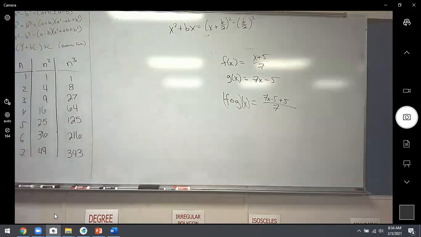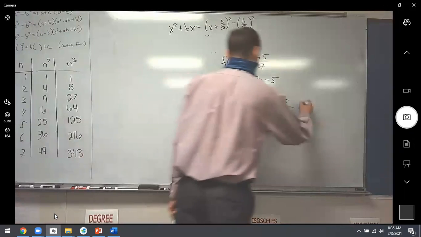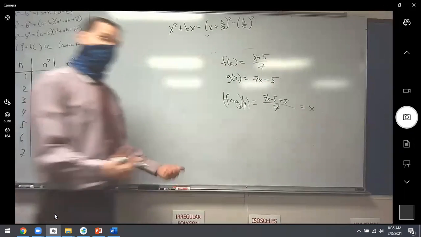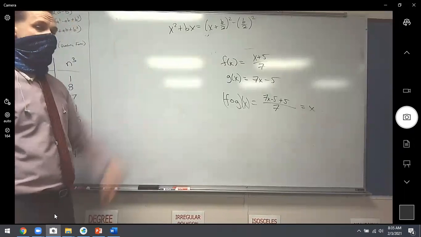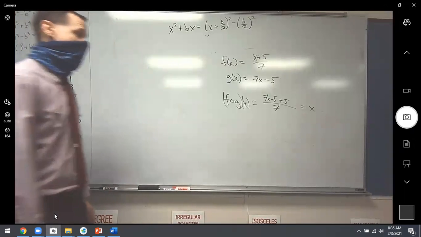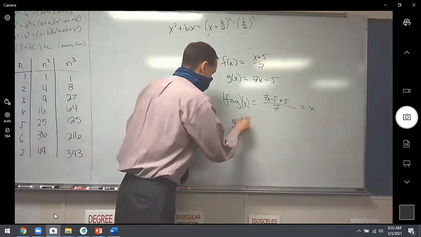Now, I think you can see it turns into x right now. Because on the top, the negative 5 and the 5 are 0, right? And 7x divided by 7 is, in fact, x. So this is looking promising. It's like, oh, I put one side in, the other, got x, they're probably inverses. But you do need to take the time to try the other one, too.